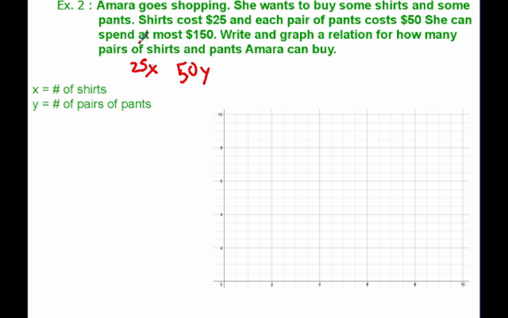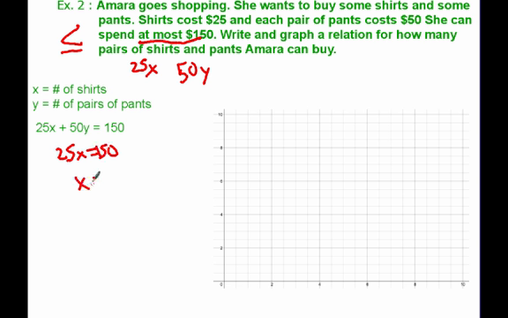Well, I see right here, at most. At most tells me less than or equal to. So my inequality ends up looking like 25x plus 50y is less than or equal to 150. So once again, I'm going to find both my x and my y intercepts. So 25x equals 150.